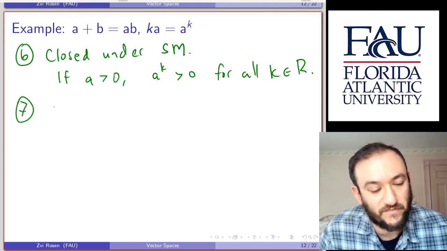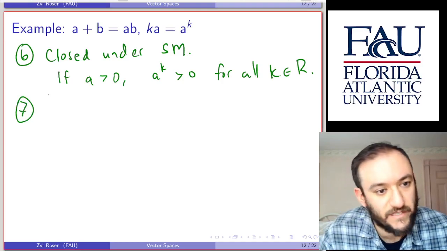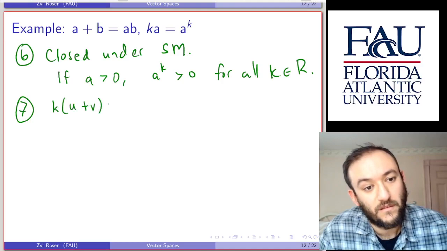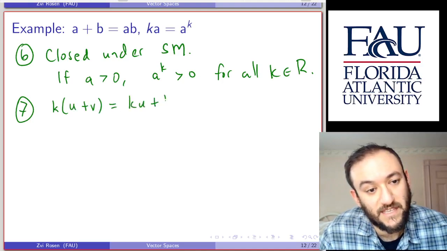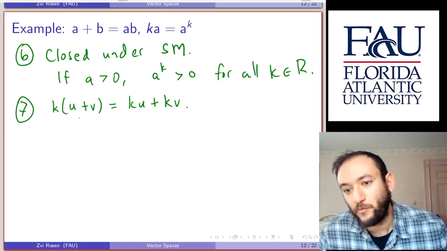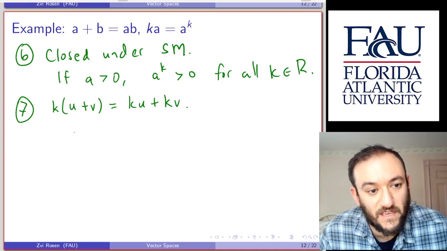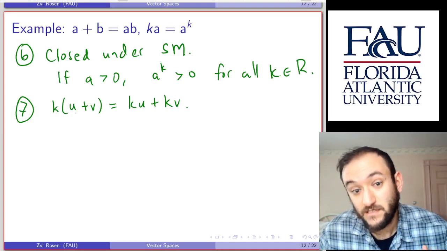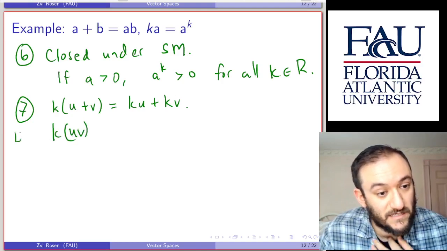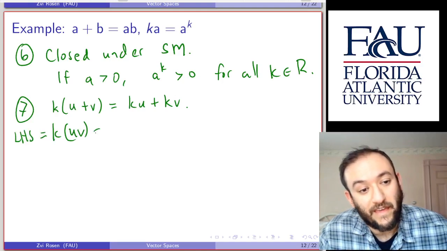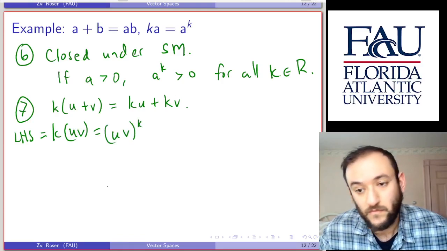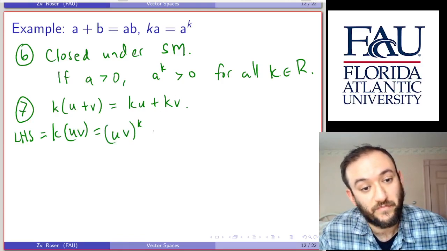How about associativity or the distributivity? So let's try to do the following. What if we have k times u plus v? We want to show that this is equal to ku plus kv. Okay, well, we have to remember how we define these things. So u plus v is going to be the product of the real numbers u and v. So that's uv times k. So this is the left-hand side. And this is going to be equal to uv raised to the kth power by definition of the scalar multiplication.